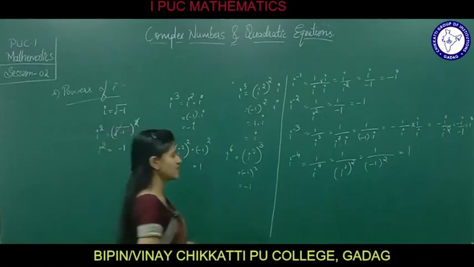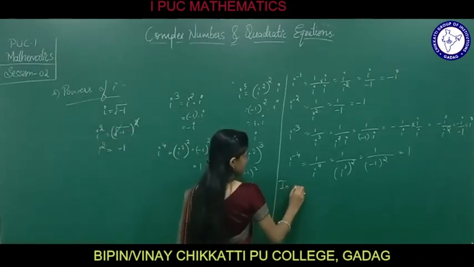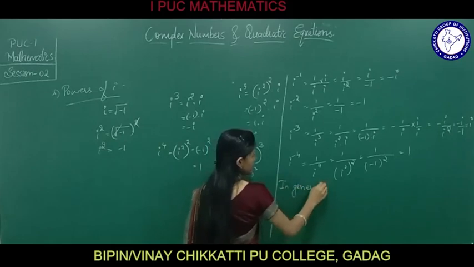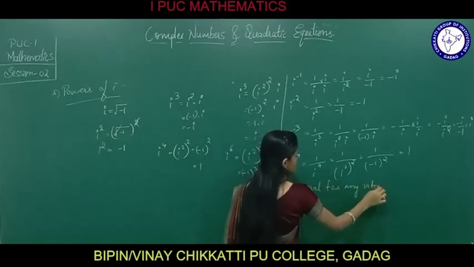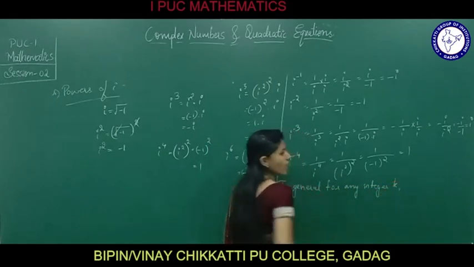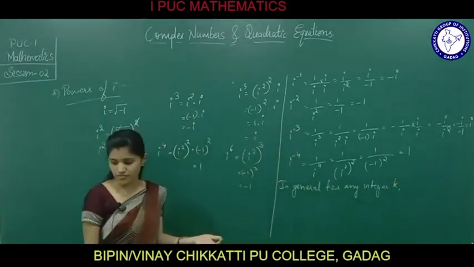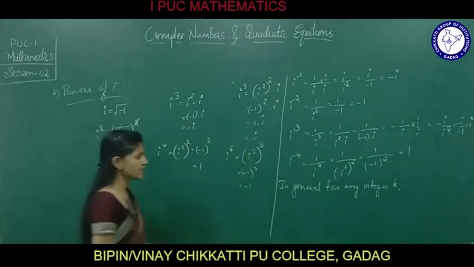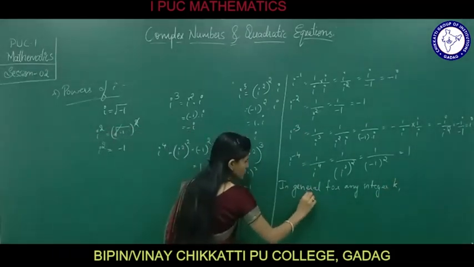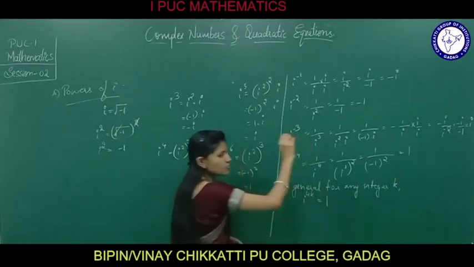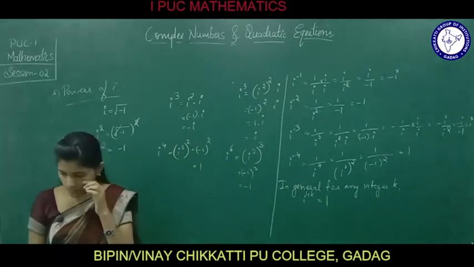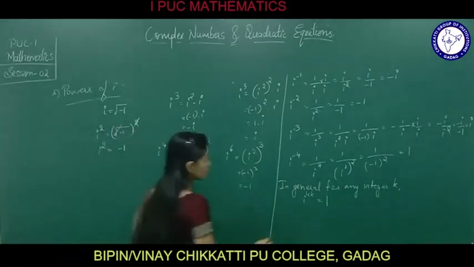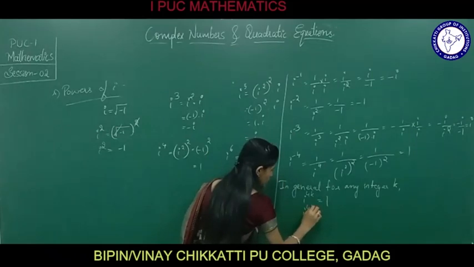In general, for any integer k, I raised to 4k will be equal to what? Whatever the value, we are going to get 1. Then what about I raised to 4k plus 1? We are going to get the value as I.